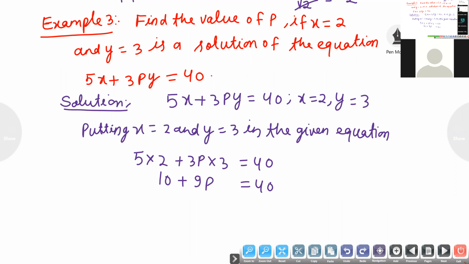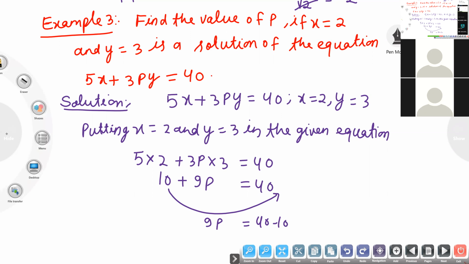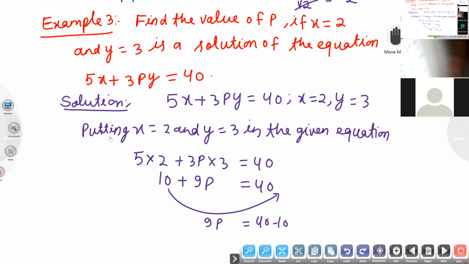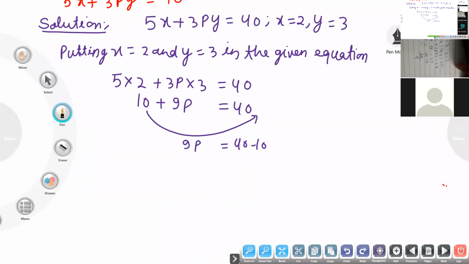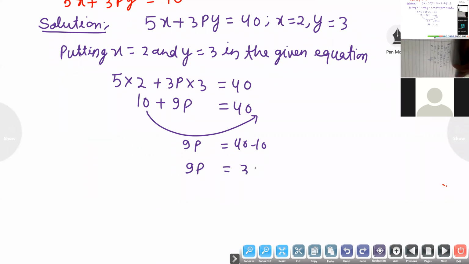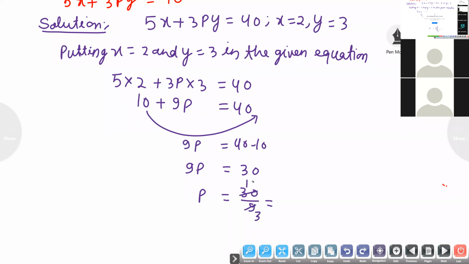Now 10 is the constant, 40 is the constant, 9p is the variable. Now constant I want to transfer to the other side. Plus 10 becomes minus 10. 9p is equal to 40 minus 10. 9p is equal to 30. Now p is equal to 30 divided by 9. 3 3s are 9, 3 10s are 30. Answer is 10 by 3.